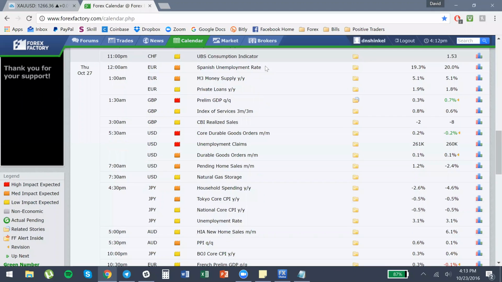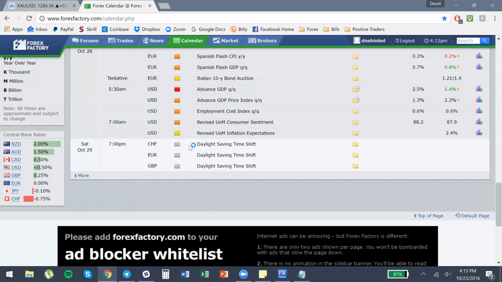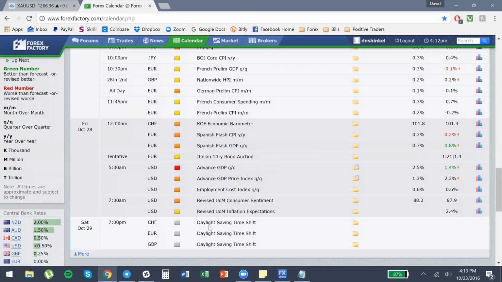Thursday, there are the core durable goods orders and unemployment claims. This is probably the main key risk event that I would be looking at this week. Not to trade, of course, but to definitely have on my radar. There are going to be some markets moving at this time on Thursday, all right? And then Friday, nothing, right? Friday's normally the big day. And then daylight savings time does go into effect, it looks like, Saturday.